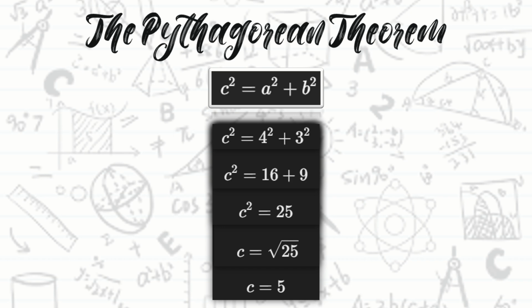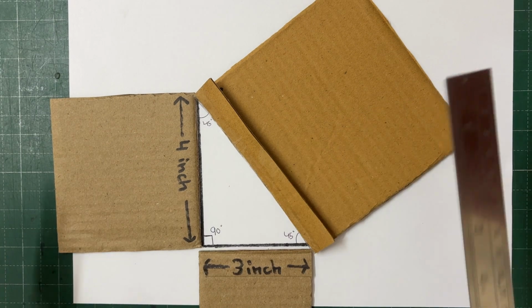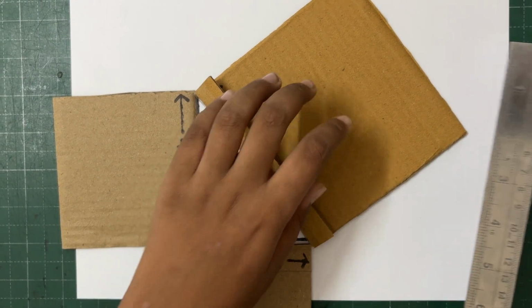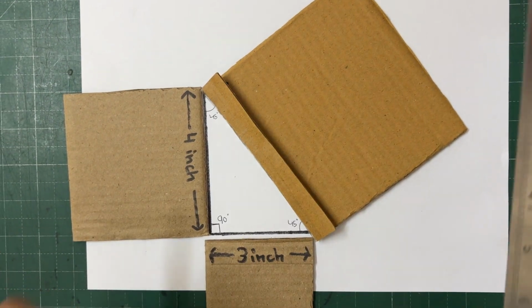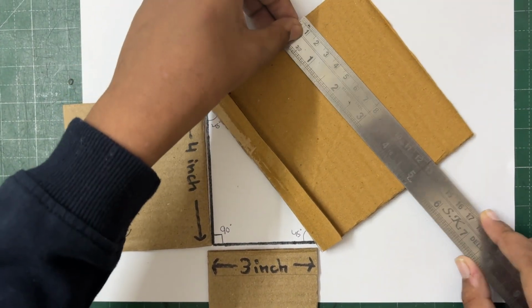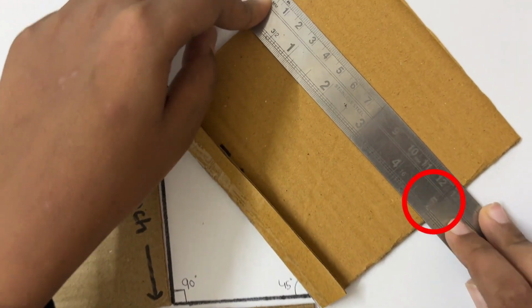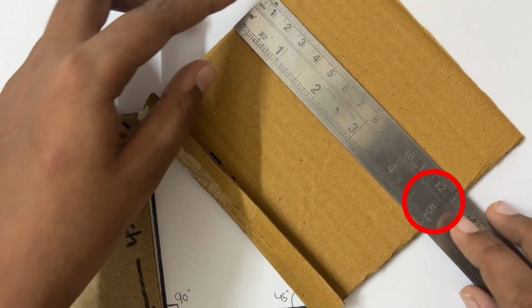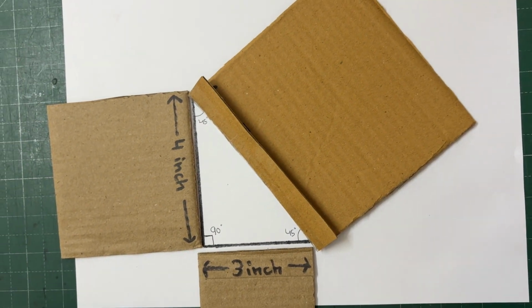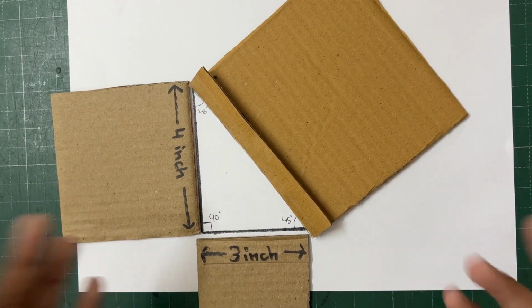And now what we have to do is find the square root of 25, which is 5 square. Now we can cancel both the squares and we get c equals 5. So, according to the theorem, the length of this side should be 5 inches. Let's cross check. There we go. 5 inches. It's absolutely correct. Now we can build our ramp with this.